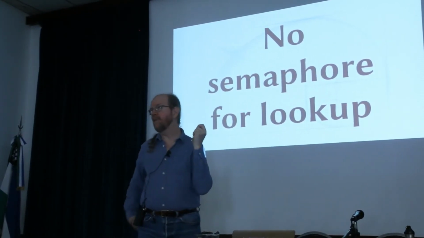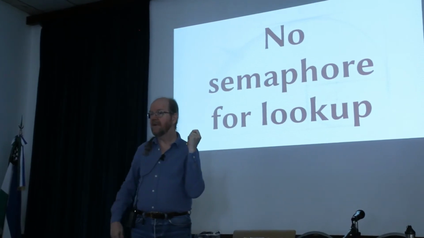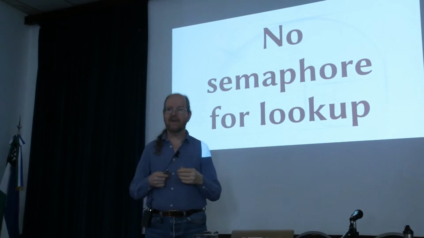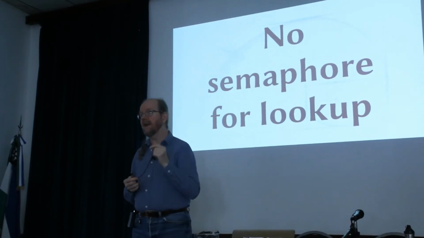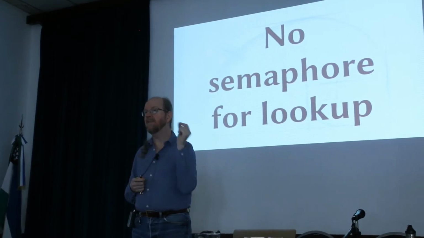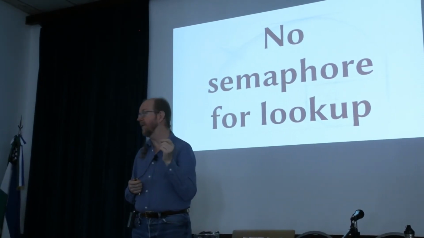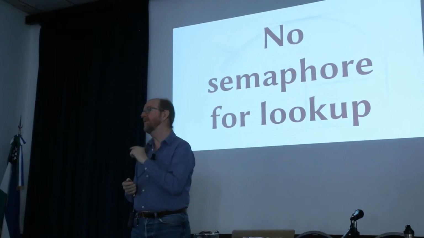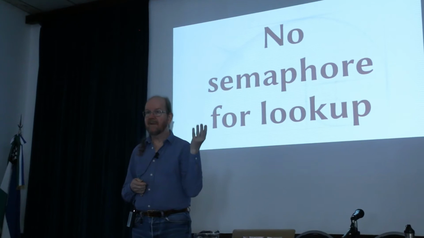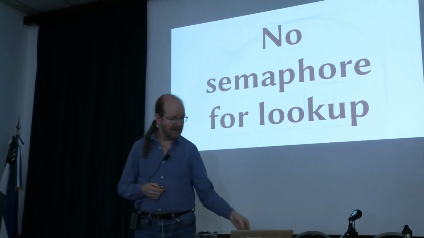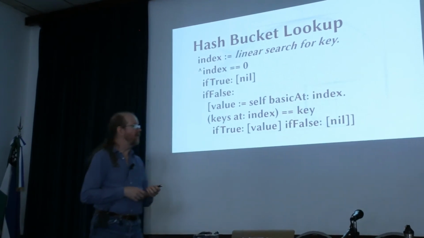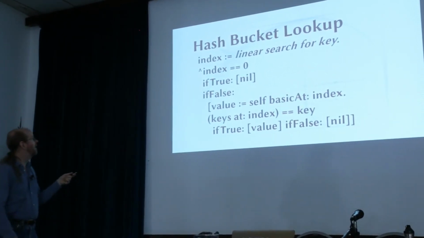Now, to make semaphore-free lookup safe, we have to do things very carefully. Because we have to give a sane answer even if the collection changes while we're in the middle of a lookup, because our lookup might be interrupted by another process that modifies that collection while we're in the middle of the lookup. So we need to be prepared for anything. So this is the way we do the lookup.